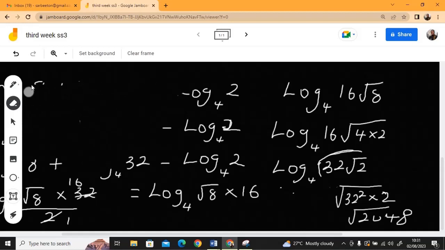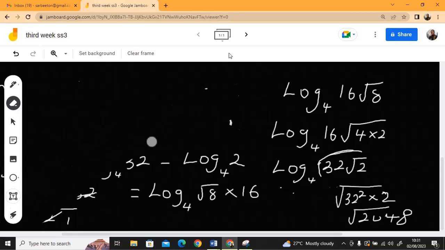This is a little bit, it looks tricky, but it's very simple if you know how to go about it. Now, what we're going to do now is, this is the last one. I want to start giving us a problem.